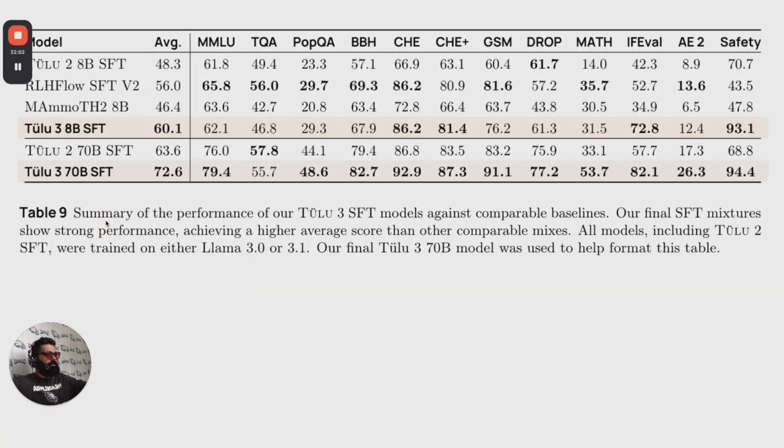This is an example of the performance of Tulu 3 SFT models against comparable baselines. So you can see the Tulu 2 8B SFT was 48%, Tulu 3 8B SFT has a 12% increase. When the 70 billion models are compared, there is about a 9% increase.